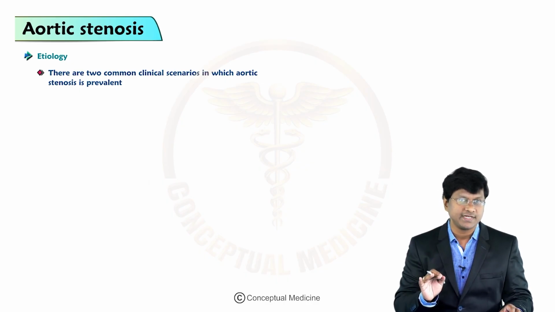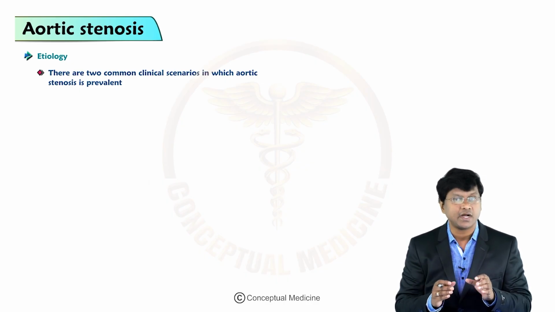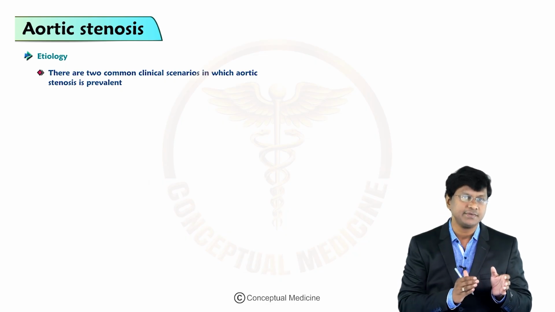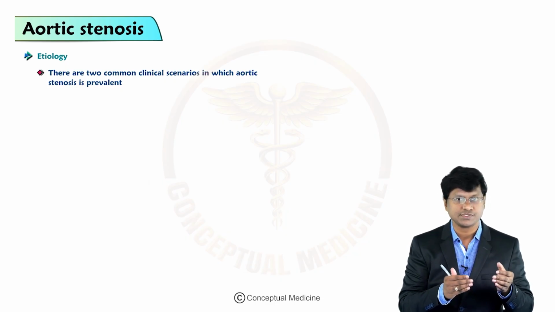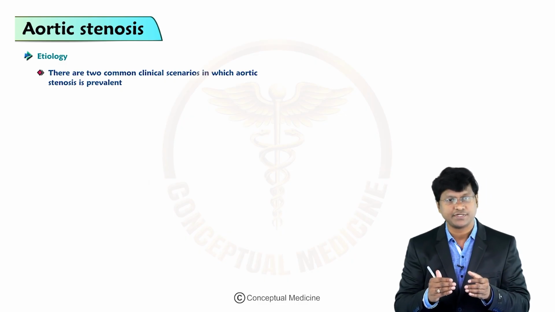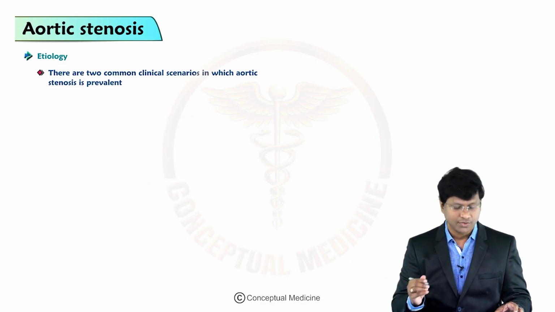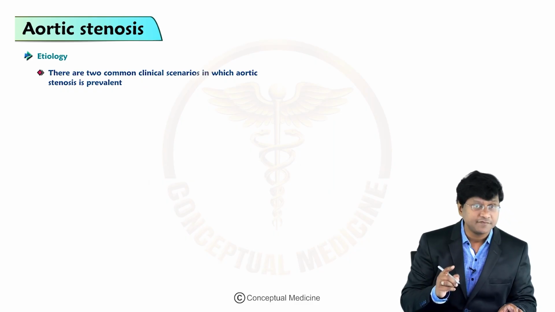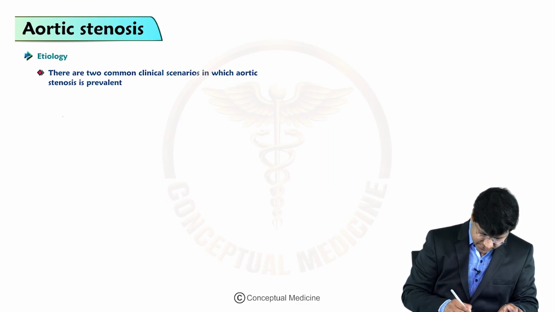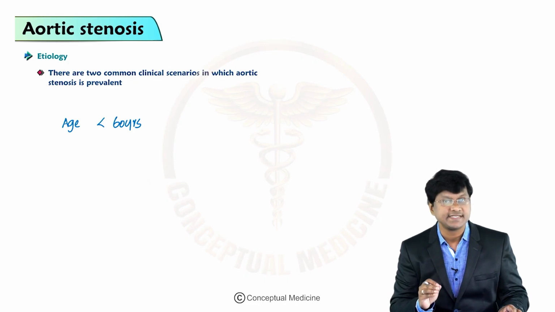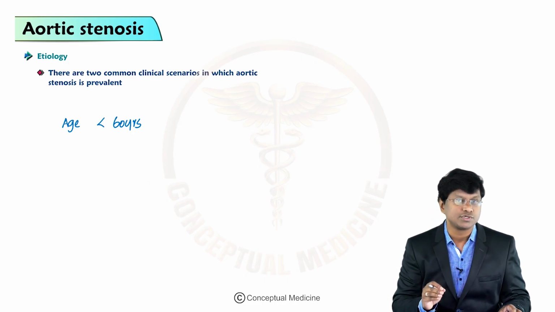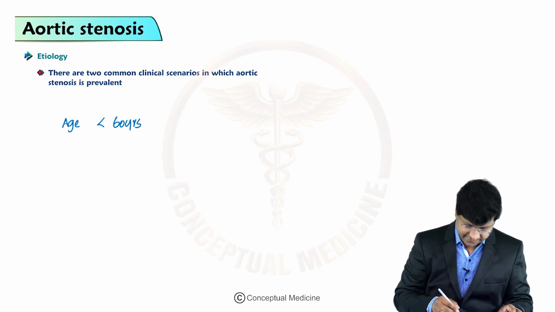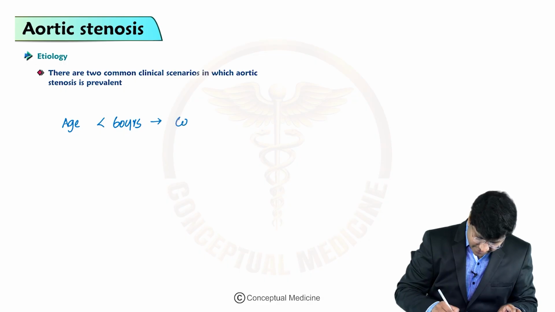Now, we classify the etiology according to the age group. In young individuals, the etiology of aortic stenosis is different from the etiology in elderly individuals. The first one is the age group less than 60 years. In this age group, the most common cause of aortic stenosis will be a unicuspid or bicuspid valve. So it will be congenital.